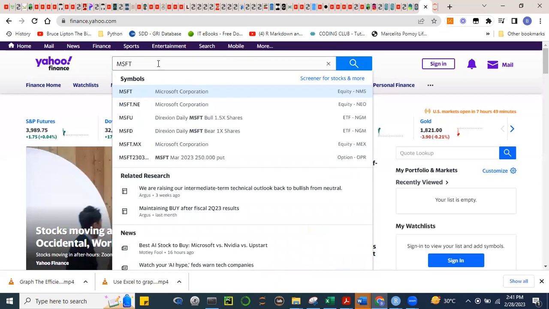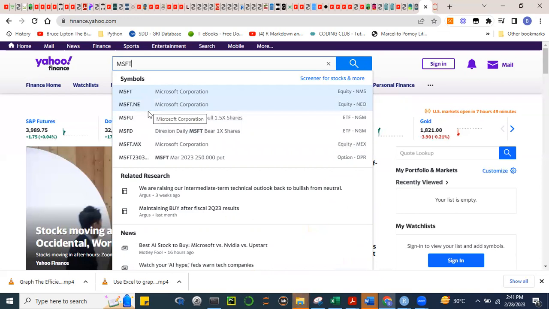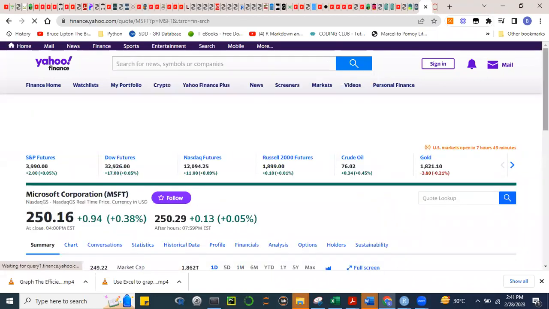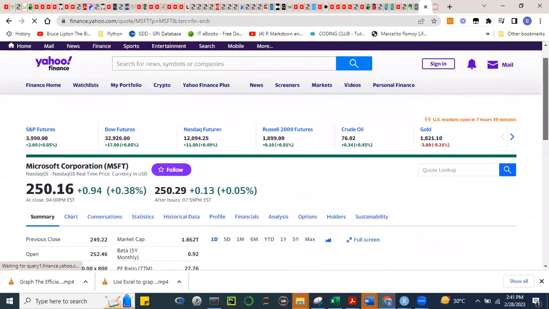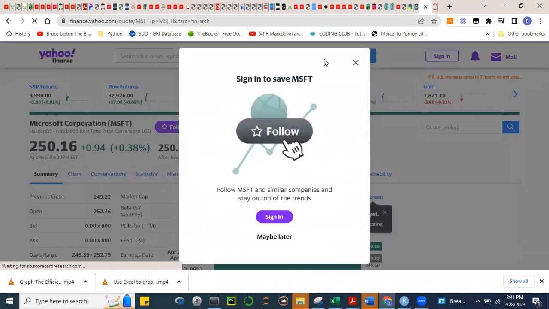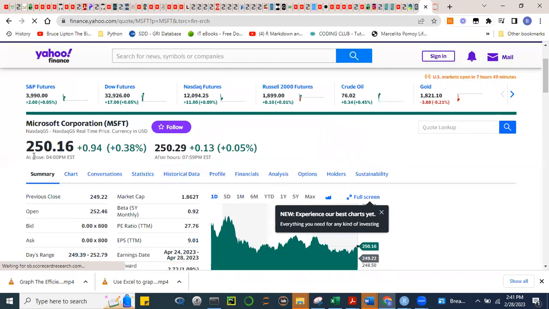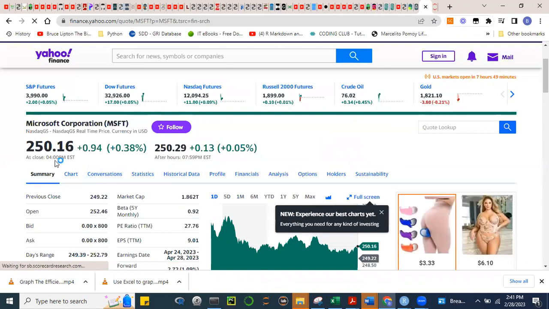If I type MSFT, then we have here Microsoft Corporation. So it's equity. So there are other MSFT here. All right, but this is what we need, MSFT. So if we click this, okay, so we have here some information about Microsoft. Okay, so the last trading day of Microsoft, it was trading at 250.16. It increased by 94 centavos, which is a 0.38% increase.